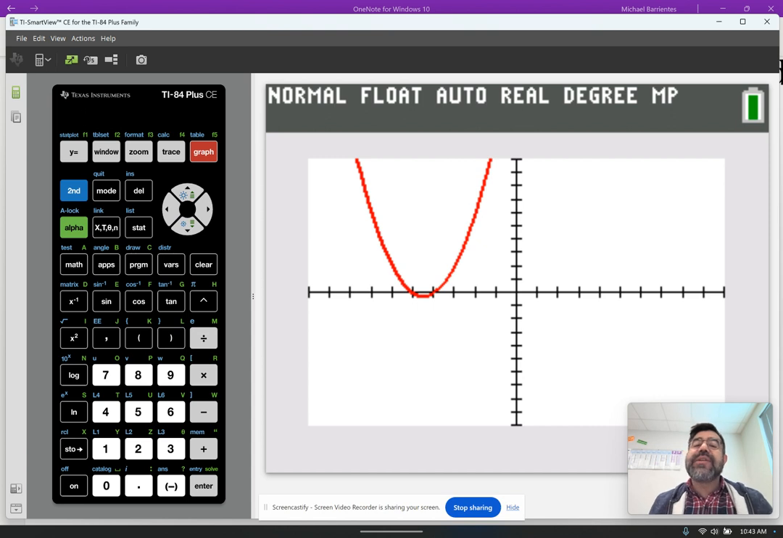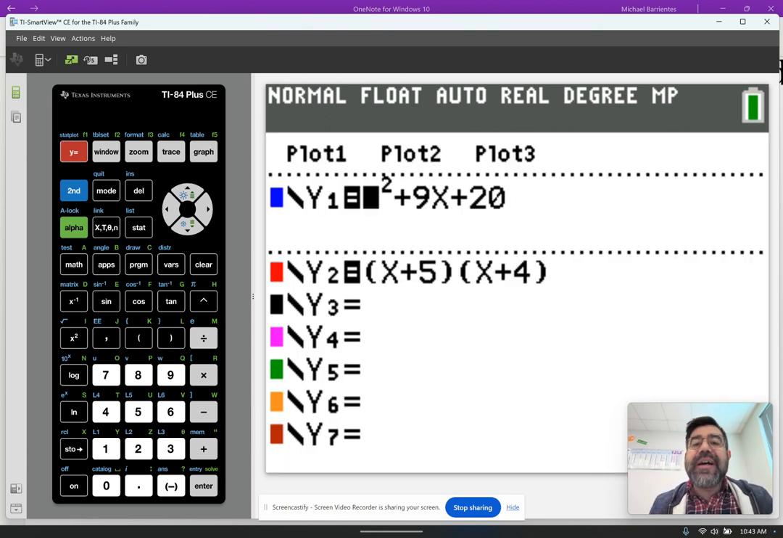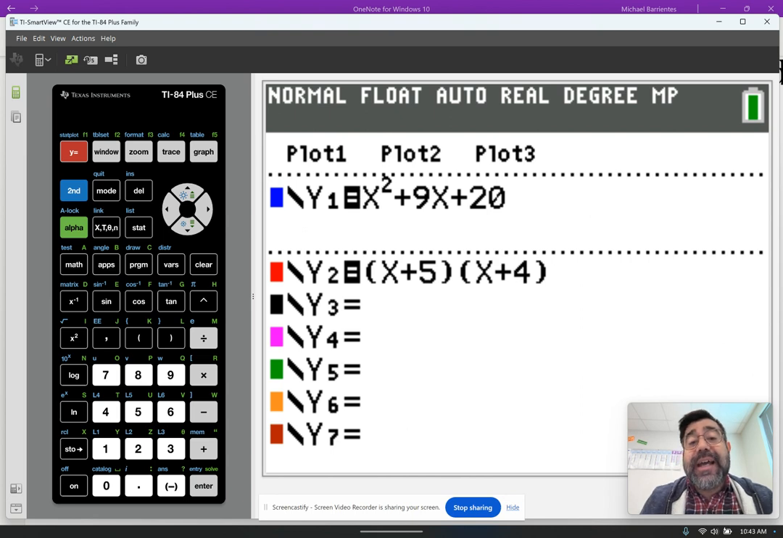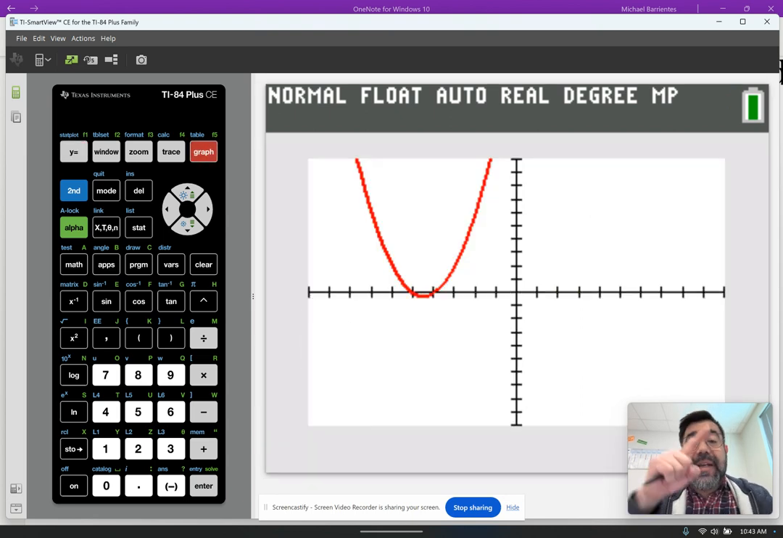And so that's one way you can check to see, hey, did I do my factoring correctly? It might take a little bit of time, pressing all the buttons and putting everything in. But if you want to double check, x squared plus 9x plus 20, the original trinomial, is the same as x plus 5 times x plus 4. And I know that because when I graph them, they build the same graph, the same parabola. So that's one way we can check.